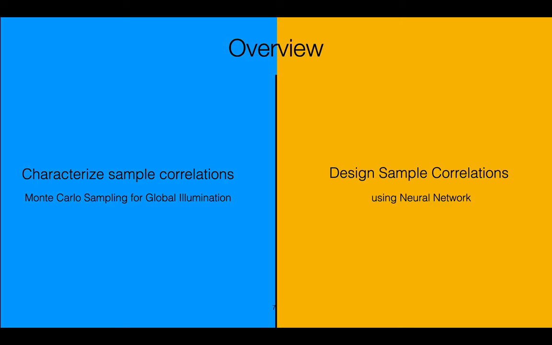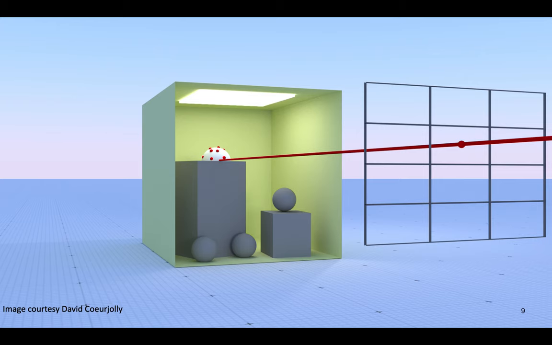So, to give an overview, in the first part of this talk, we will learn how we can characterize sample correlations. And in the second part, we will see how we can design these sample correlations using neural networks. To characterize these sample correlations, we will base our application on global illumination examples. So the basic illustration here is that, let's say you have an image plane and a scene composed of a Cornell box scene and some spheres and some cubes in there.